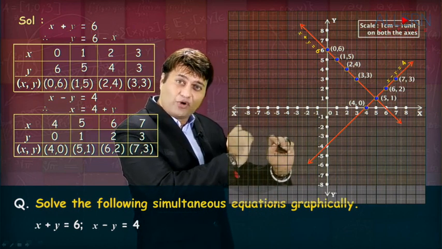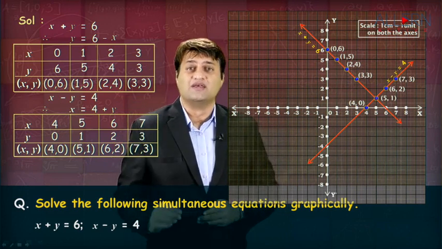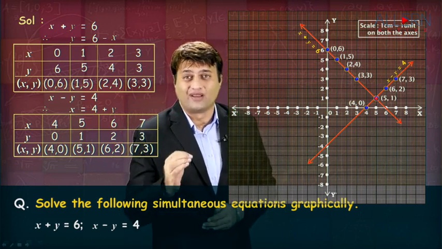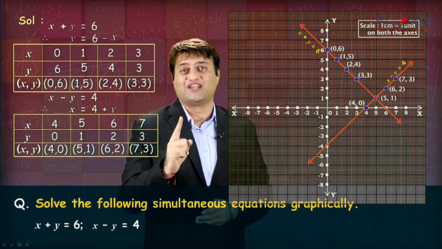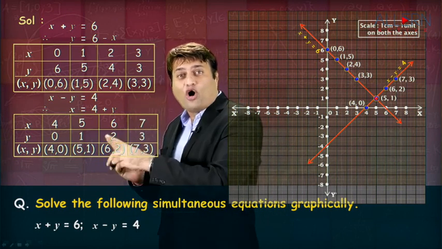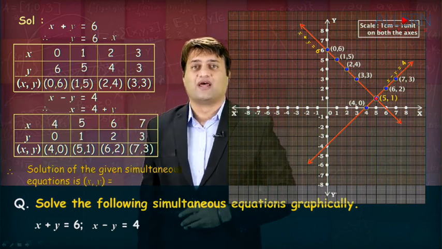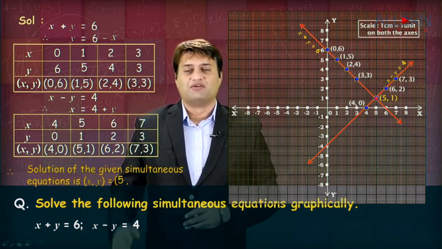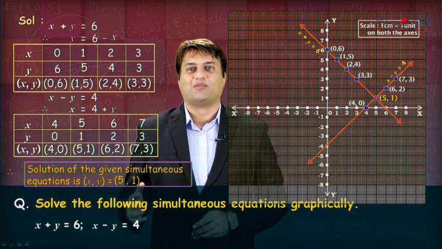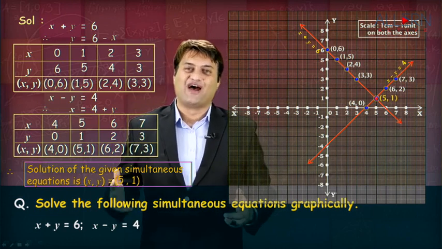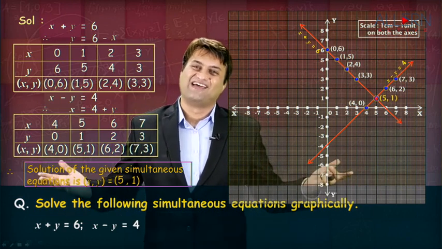You all can see the point of intersection here is 5, comma 1, and because the point of intersection is 5, comma 1, on the main answer sheet below the table you will write the final answer, and that is: the solution of the given simultaneous equation is x, comma y, which is equal to 5, comma 1. As simple as that.